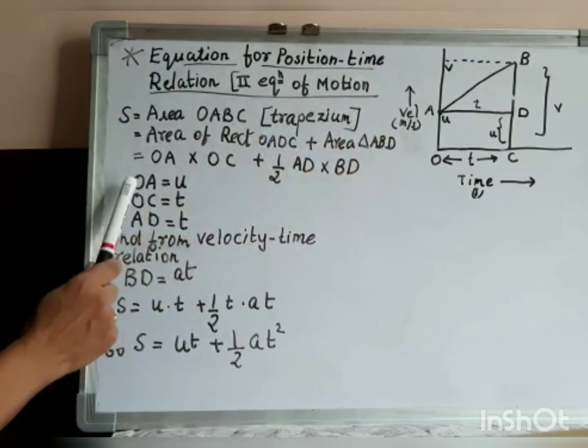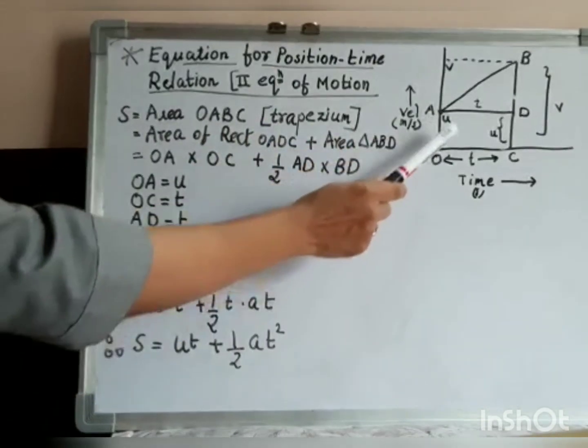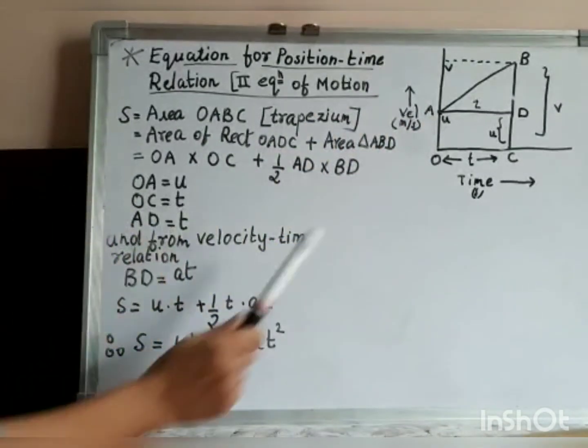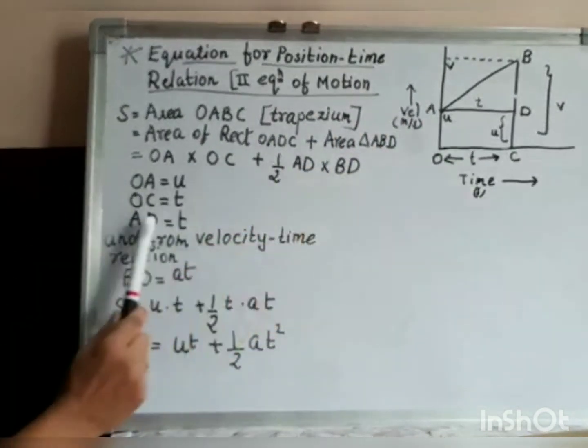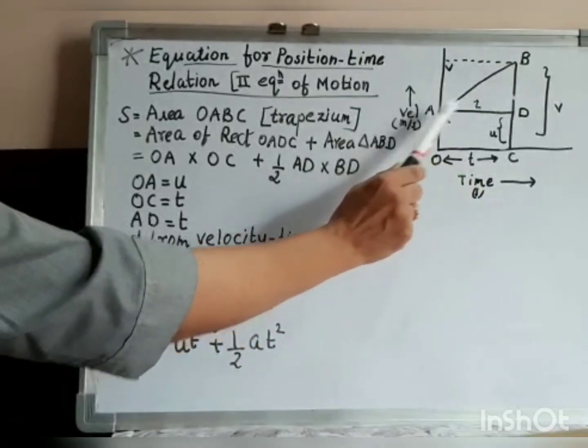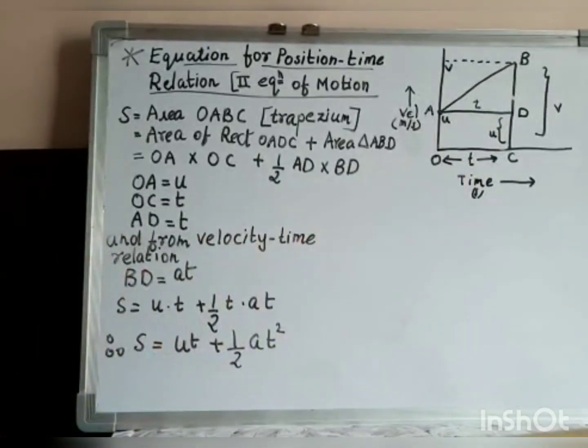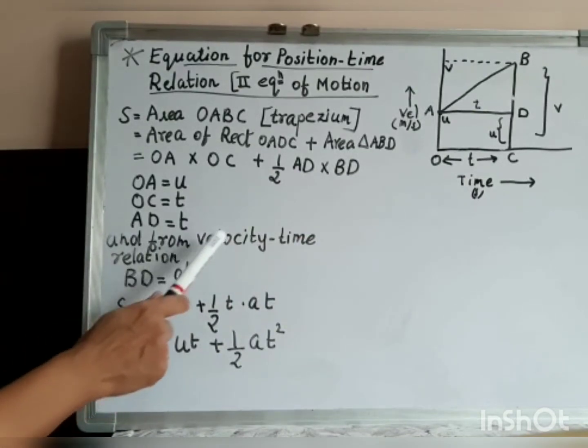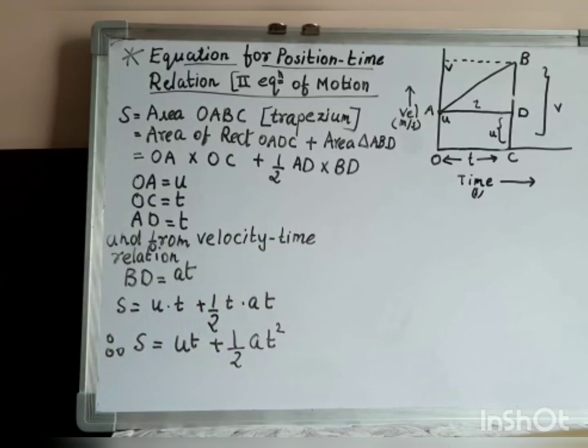Now from graph, what is OA? OA is actually initial velocity u. In the same way, OC is equal to time. So OC is equal to t. And length of OC is same as length of AD. So AD is also equal to t. Now we remember from the velocity time relation, BD is equal to AT. That we have done in the previous equation.